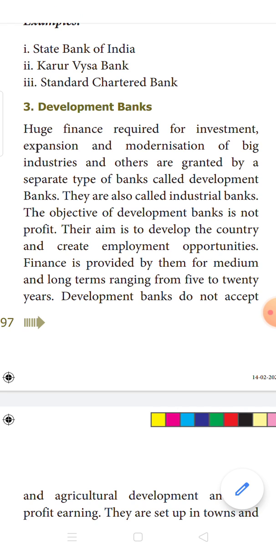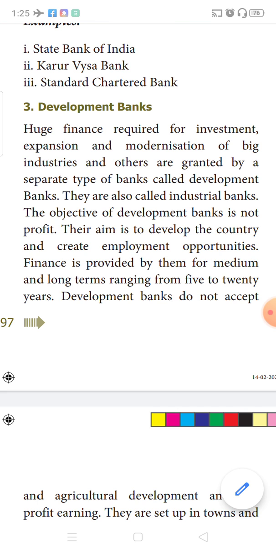But for the development of the country, a huge amount of money is definitely required for expansion and modernization of the industries. So we can broadly categorize these banks under two categories. One is that we need to develop our agriculture sector. The other is that we need to develop our industrial sector. Both are important for the growth of a country.